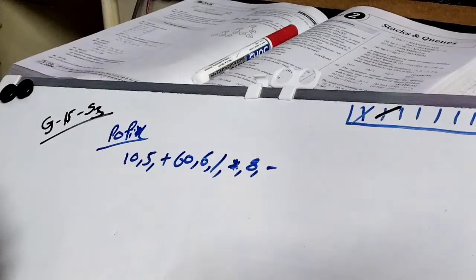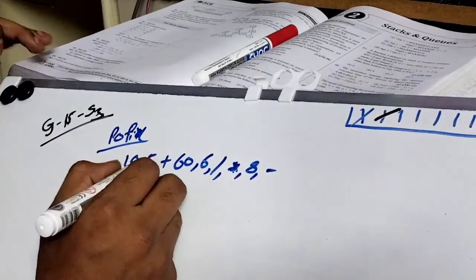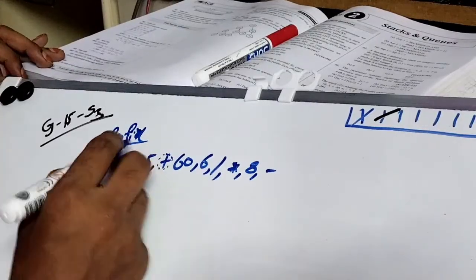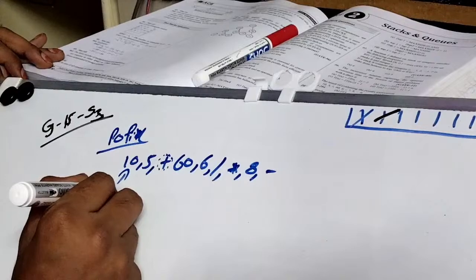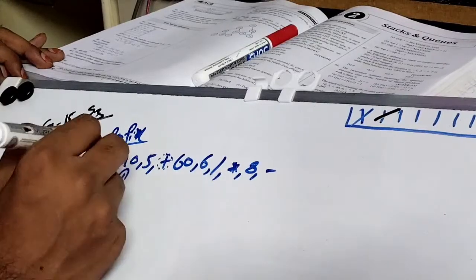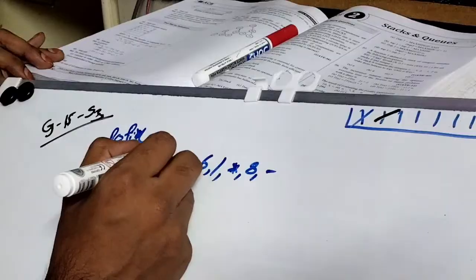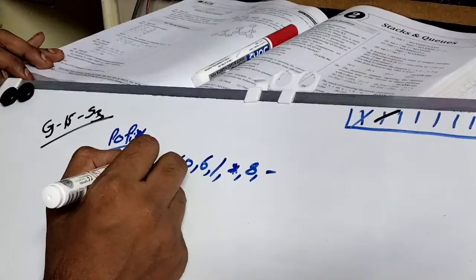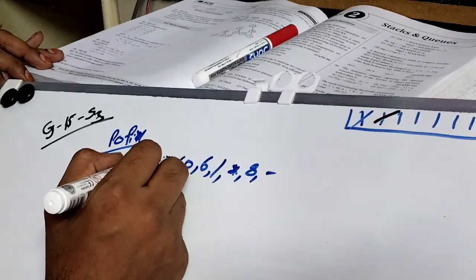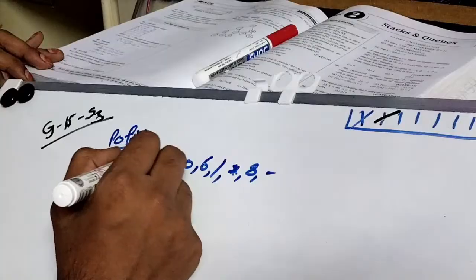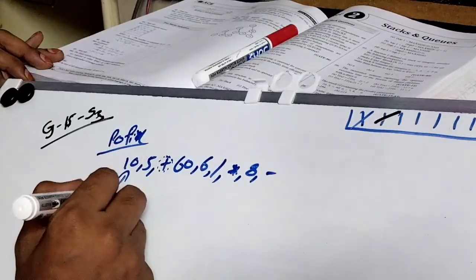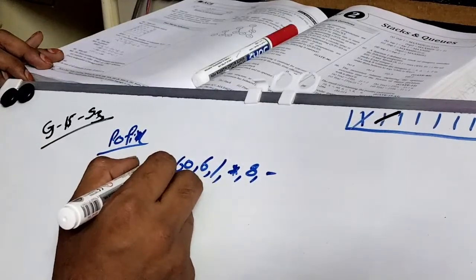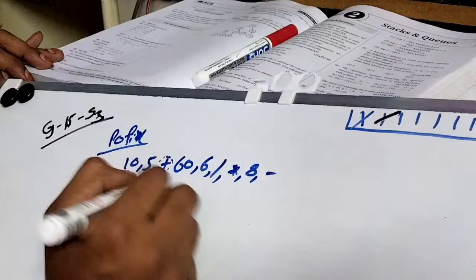Then we have to take the operation operator and consider this operation like operand, operator, operand. This is operand one, this is operand two, and we have to insert the operation in between operand one and operand two.